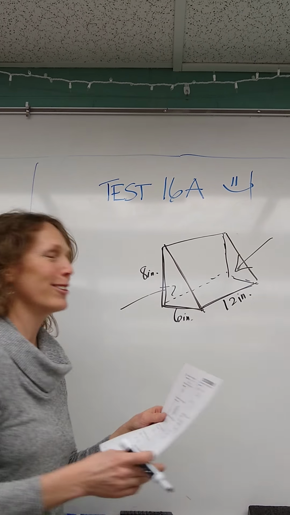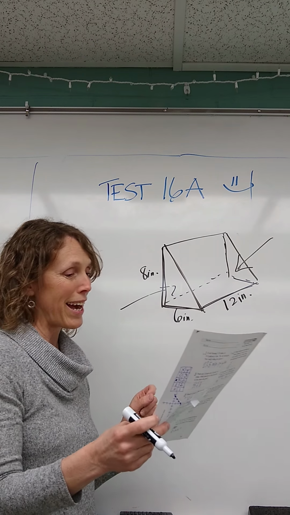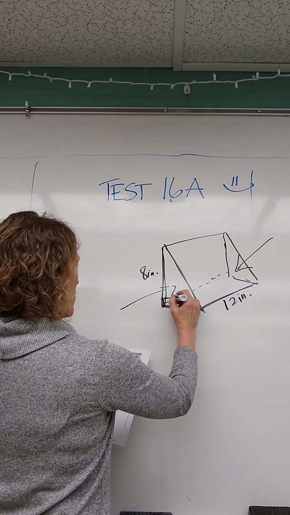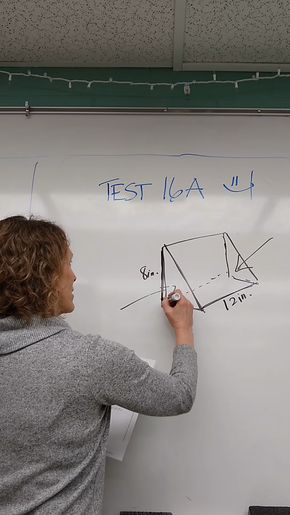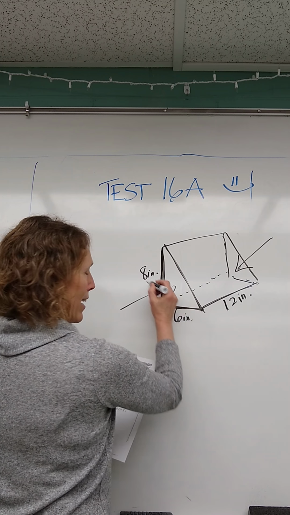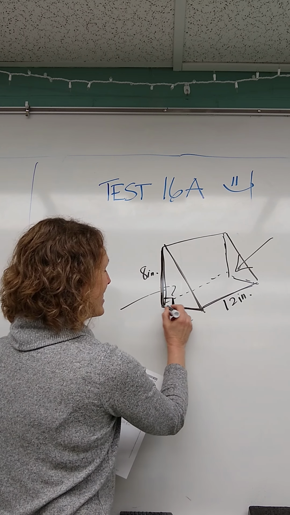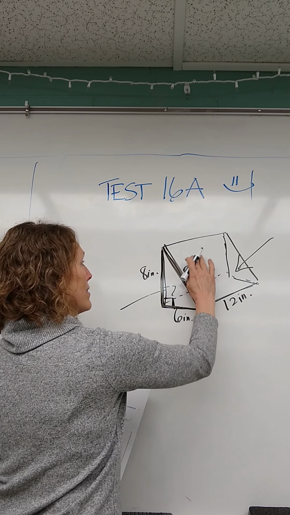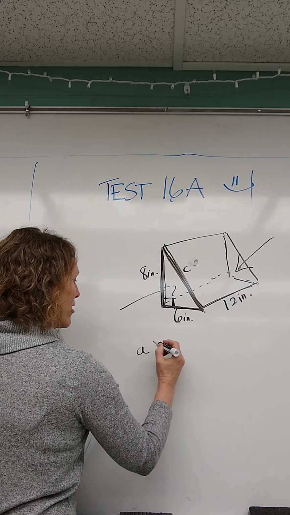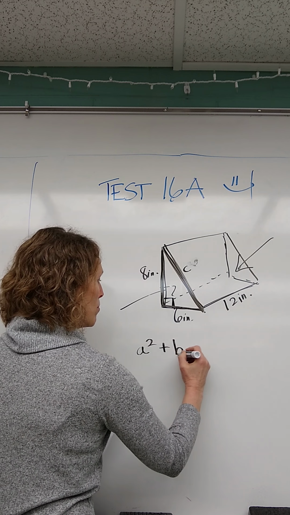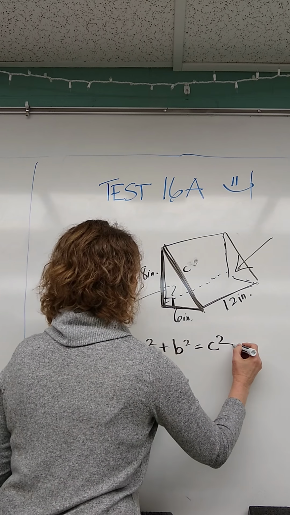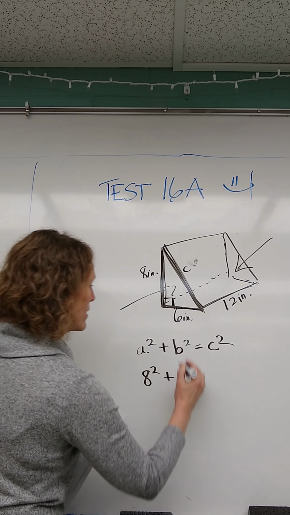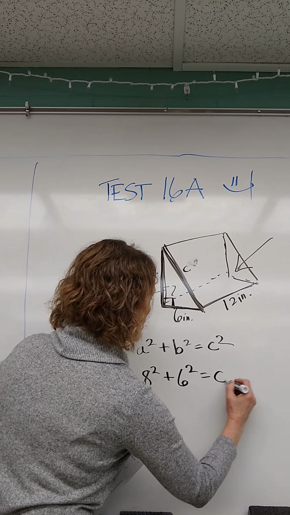They're trying to get us to use the Pythagorean theorem again, because we know this is a right triangle, because they put a little square in the corner. We know this side is 8, this side is 6, but we don't know the hypotenuse. Remember, the hypotenuse is C. So Pythagorean theorem, A squared plus B squared equals C squared. I take 8 squared plus 6 squared equals C squared.